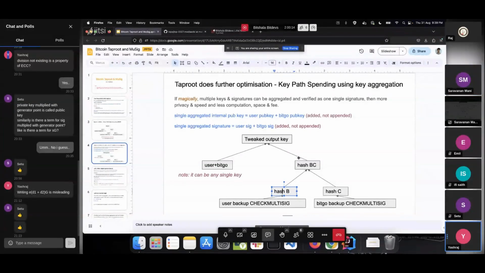So in this case, if the happy path is not being used, then basically only the magic of Taproot is being used. Yeah, right. That's how we achieved it. There is no Musig2 involvement. Right. Yeah, right.